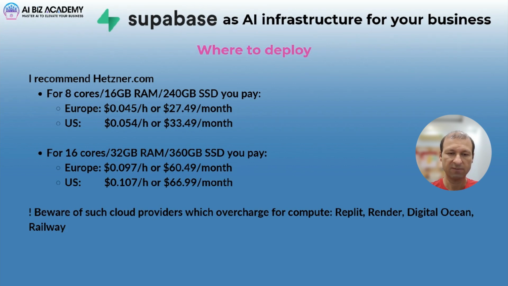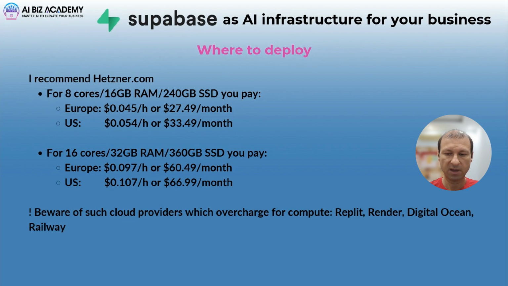Of course, if you don't keep your server online all the time, you are billed per hour, but mostly you will have the server running non-stop. And even for very heavy loads, you can use 16 CPU cores, 32 gigabytes of RAM and 360 gigabytes of storage. Then you will pay around $60 in Europe and 66 in US.